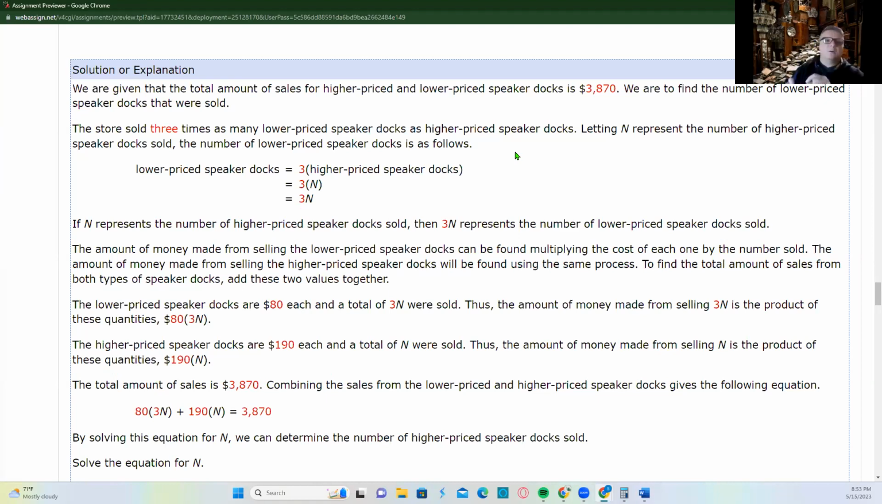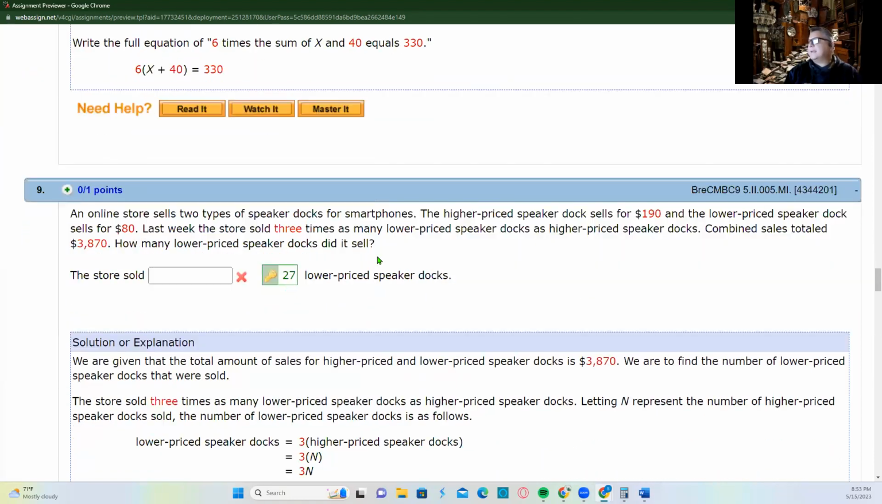And now you're going to have to add in the pricing. So the higher price speaker docks went for $190.